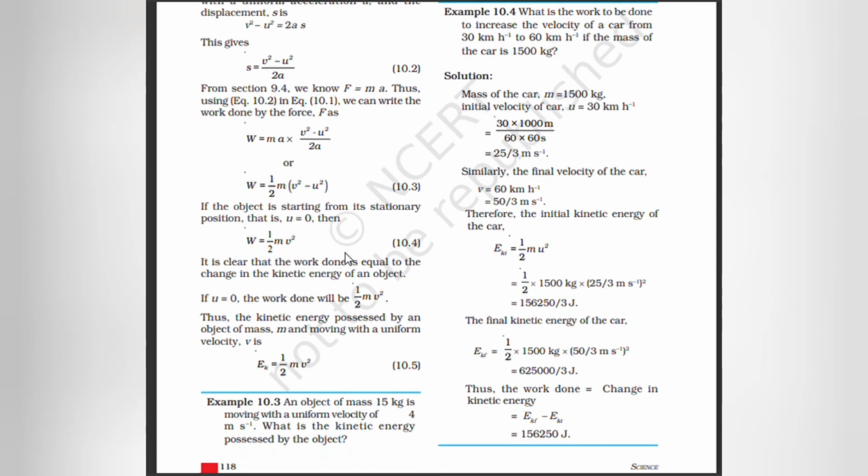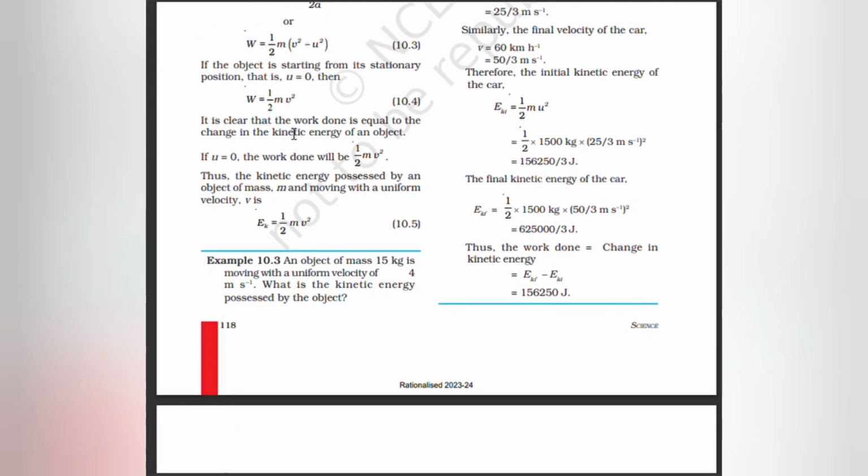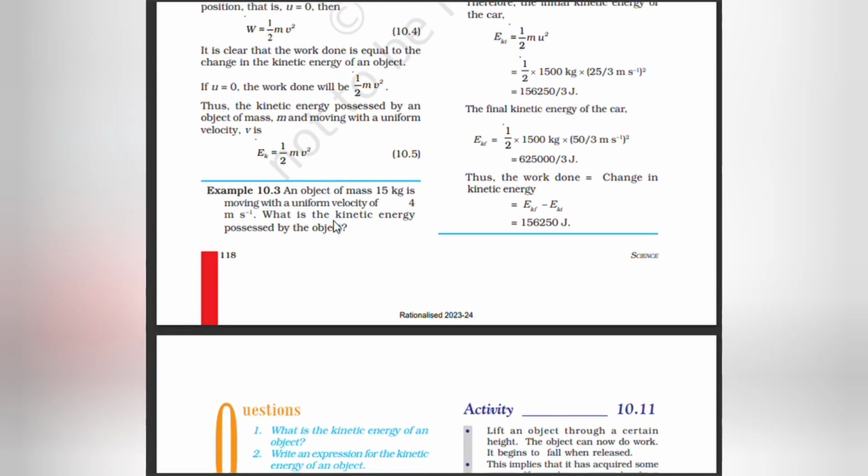If the object is starting from the stationary position, u is equal to 0, then W equals half mv square. It is clear that the work done is equal to the change in kinetic energy of an object. If u equals 0, work done will be half mv square. Thus, the kinetic energy possessed by an object of mass m moving with a uniform velocity v is E equal to half mv square.